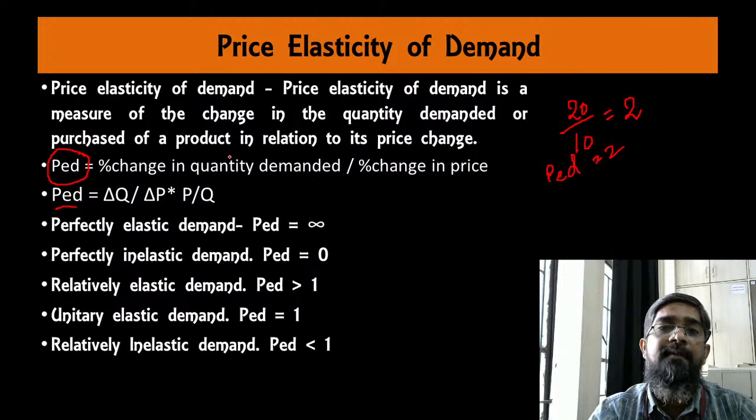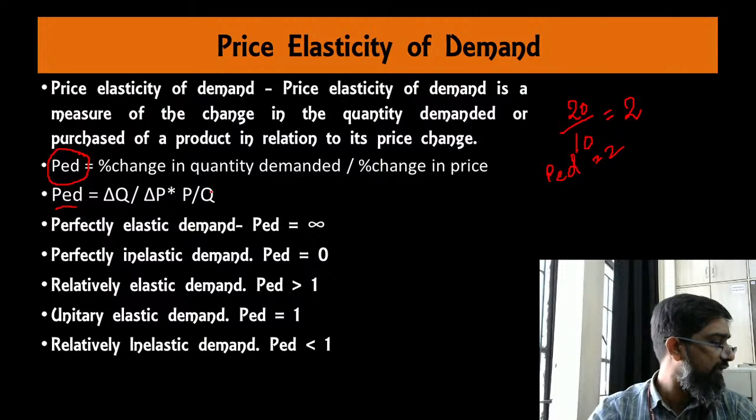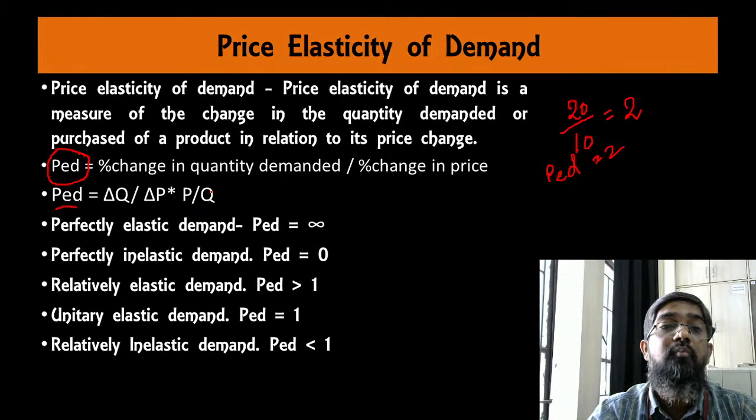So these two simplest formulas are there. Either you convert things in percentage and find the elasticity, or you find the numerical values, price elasticity in this format, right? So that is also possible.